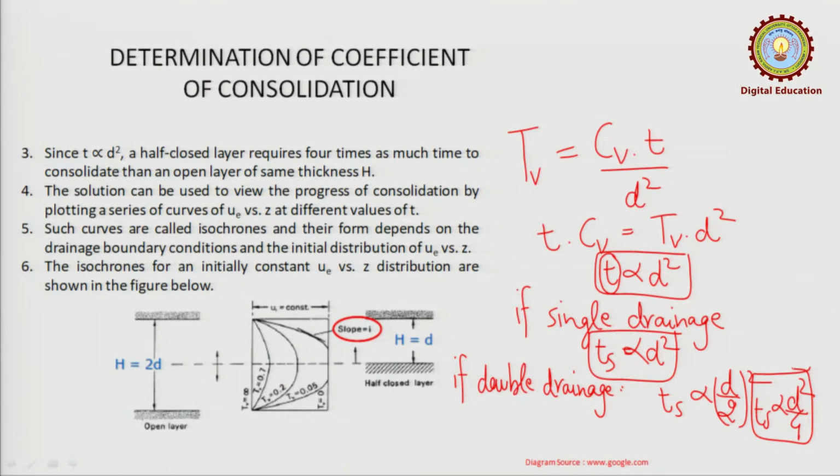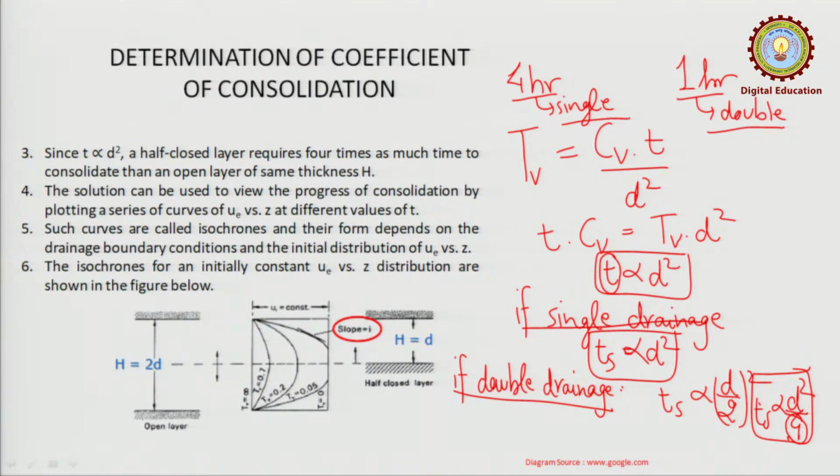What does this mean? This means that just by changing the drainage condition from single to double, the time required will be minimized 4 times. For example, if a layer was taking 4 hours when it was single drainage, then once we change it to double drainage, it will take only 1 hour. I think you have understood this.